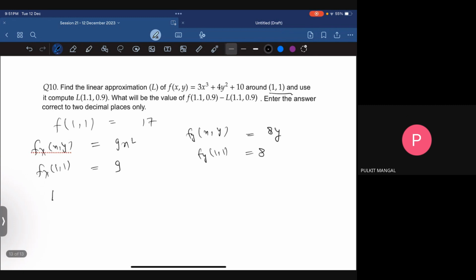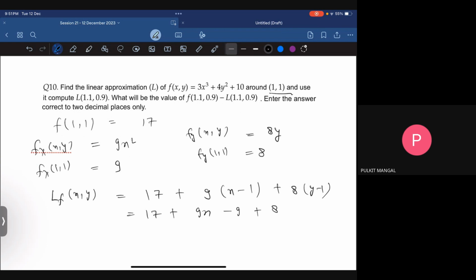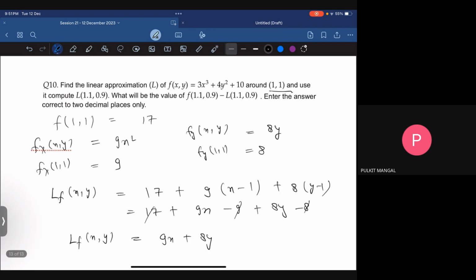So the linear approximation would be 17 plus 9 times (x minus 1) plus 8 times (y minus 1). So that is 17 plus 9x minus 9 plus 8y minus 8. So the linear approximation we got is 9x plus 8y, as the constants will cancel. Okay, so we got the linear approximation.